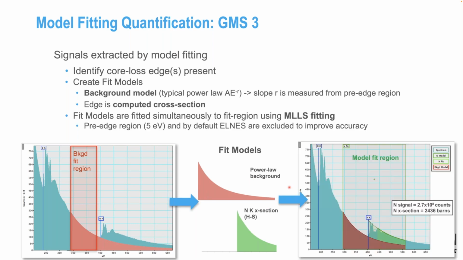And then that fit is essentially applied over a fit region that encompasses some background area and some ionization edge area. And we're really extracting data from the fit coefficients that get derived from this fitting.